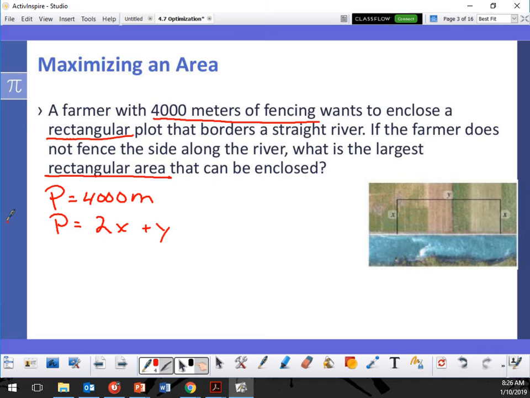Let's go to the next part, right here, rectangular area. So the area, how would I find the area? Area is equal to x times y. Okay, good.